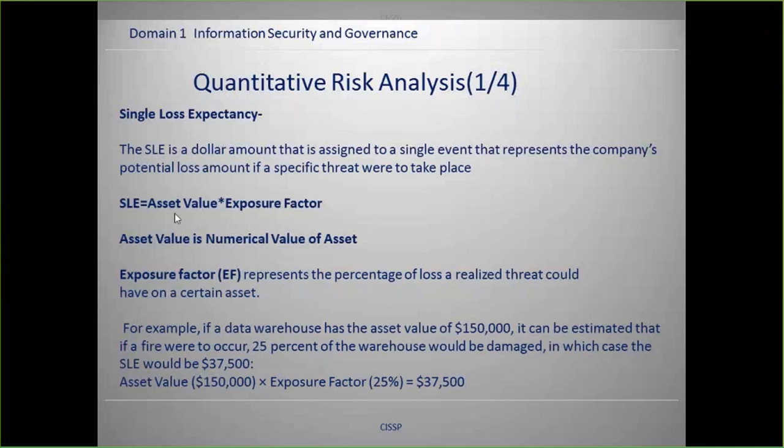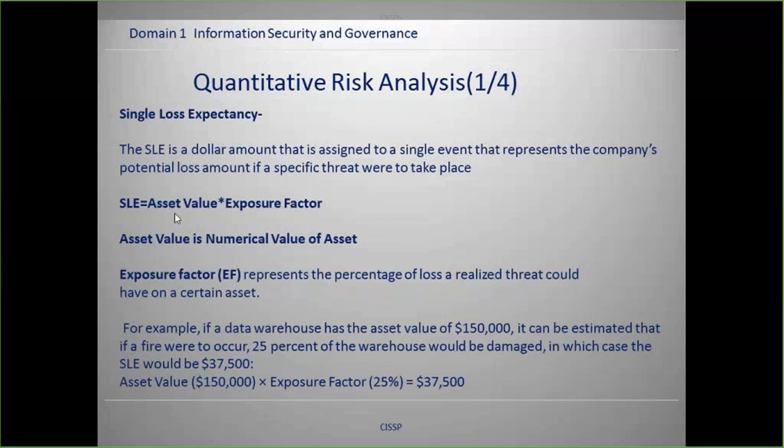SLE is equal to asset value times exposure factor. Asset value is the numerical value of an asset. Exposure factor represents the percentage of loss a realized threat could have on a certain asset. Suppose my system goes down, how much loss will I have? 25% of the revenue I generate in a day will be affected. In a simpler way, let's take an example: a data warehouse has an asset value of $150,000. Up till now, is it clear?